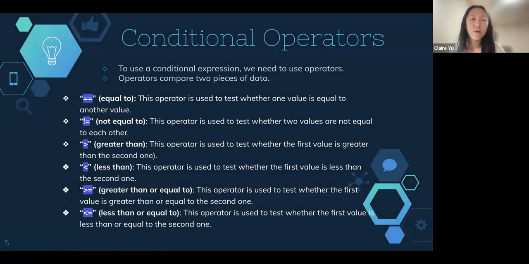So equal to, we use two equal signs instead of one equal sign. We use one equal sign to set a variable equal to a certain value, while we use two equal signs to compare and to test if one value is equal to another. Not equal to is basically just an exclamation mark with an equal sign. And the other four are pretty self-explanatory: greater than, less than, greater than or equal to, and less than or equal to.